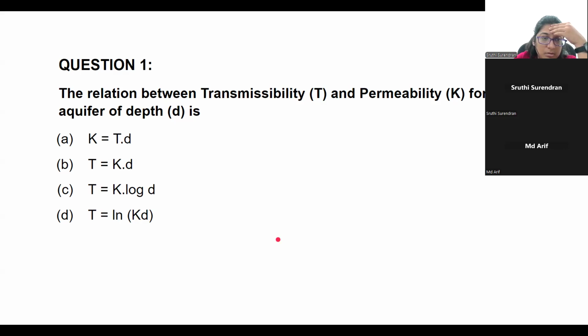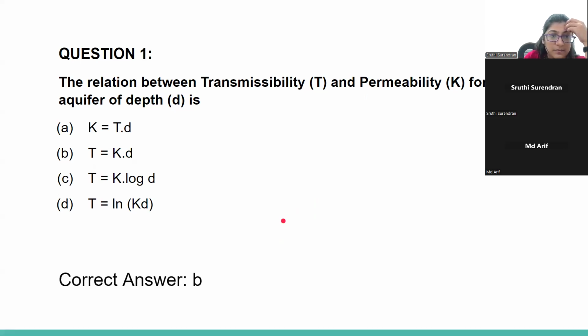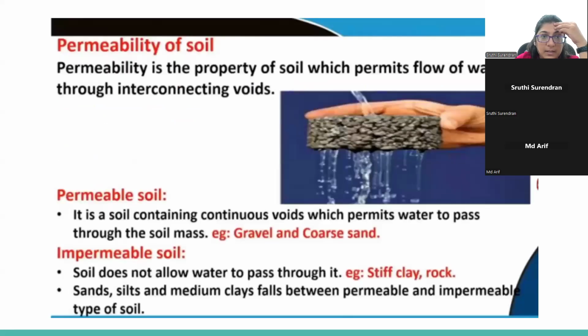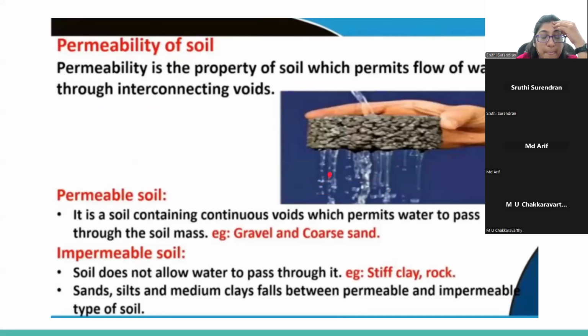Okay, so let's discuss the answer. The correct answer for this question would be B. Transmissibility, as we discussed, is a property of the coefficient of permeability or hydraulic conductivity and the thickness of the aquifer. Now, coefficient of permeability is nothing but that property of the material that is allowing water to easily pass through it, to easily transmit through it.